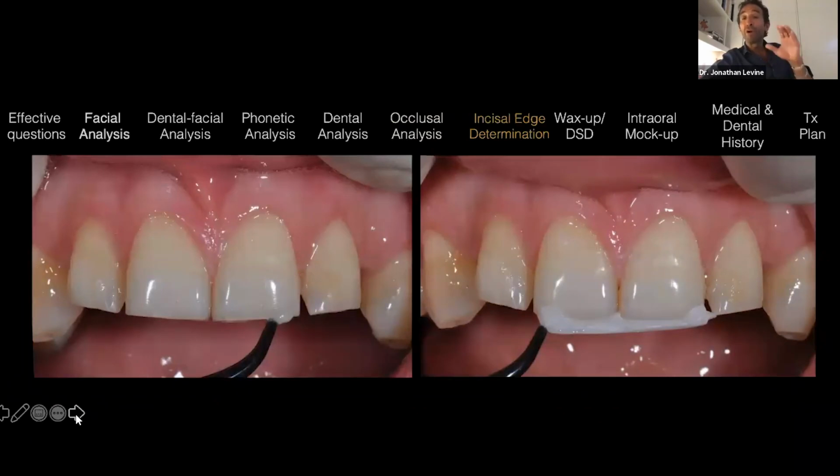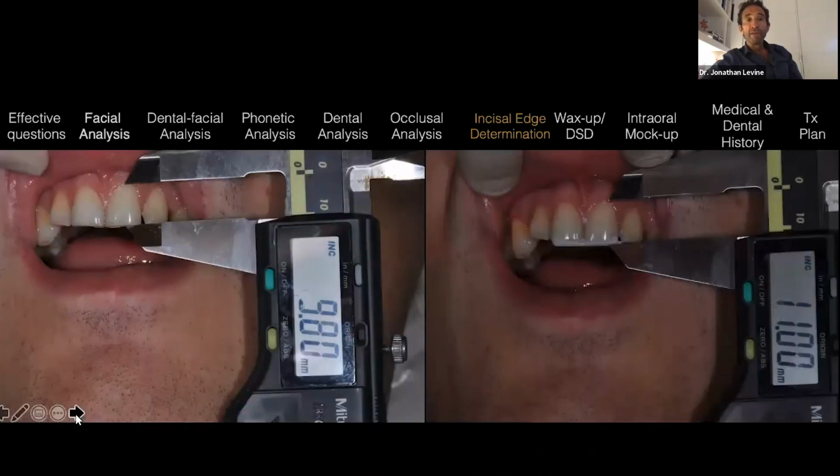And this is where we're also using this aesthetic edge for also a vertical dimension position, okay? Because he is so pseudo class 3. He kind of auto-rotated the mandible because he's missing some back teeth and spacing. And so we use this technique with flowable. We got him to about 11 millimeters of length. He didn't have a high smile line.